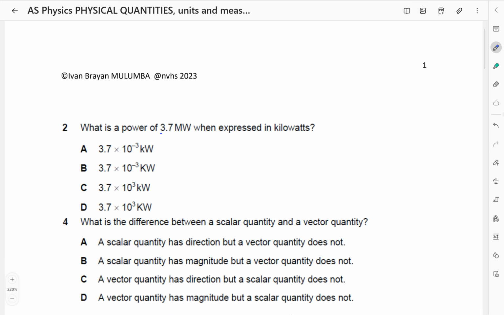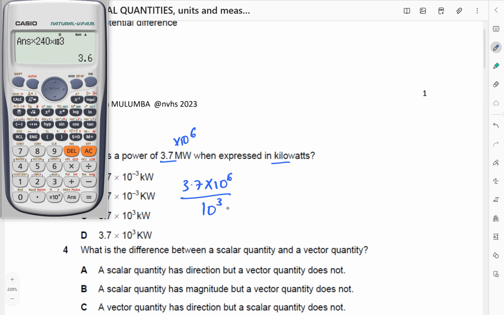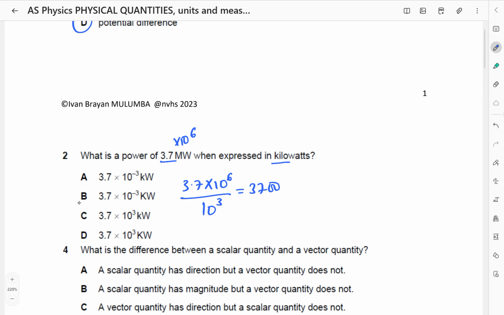What is a power of 3.7 megawatts? Mega is times 10 power 6. So we want to express it in kilowatts. The easiest way is to first change it to watts. So in watts, it is 3.7 times 10 power 6. Then to change to kilo, kilo is 10 power 3. So to bring in a prefix, we divide by its value, and to remove a prefix, we multiply by its value. So this will be divided by 10 power 3, because I'm bringing in a kilo. So that is 3.7 times 10 power 6 divided by 10 power 3, which is 3,700. So this is 3,700 watts.